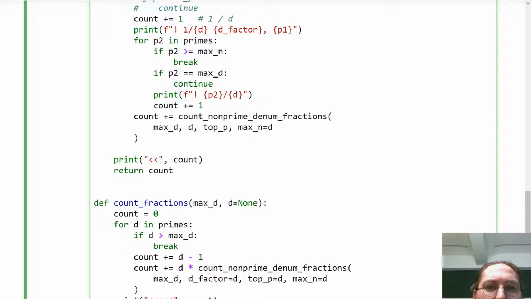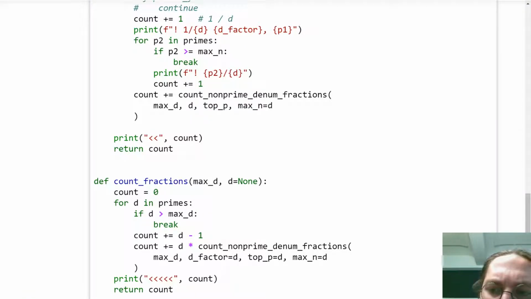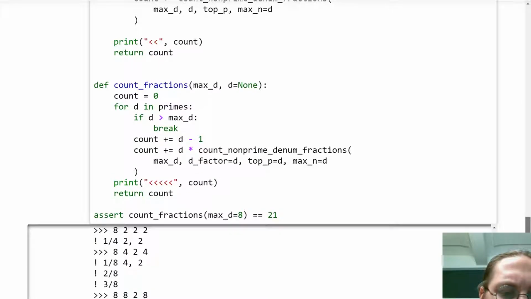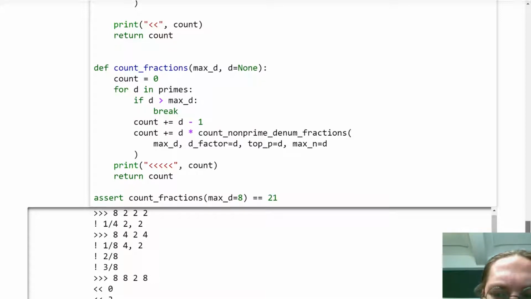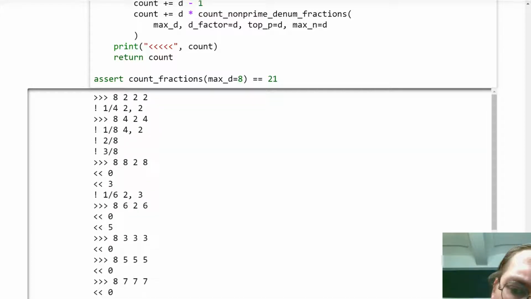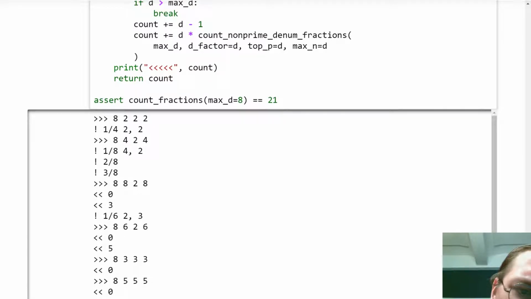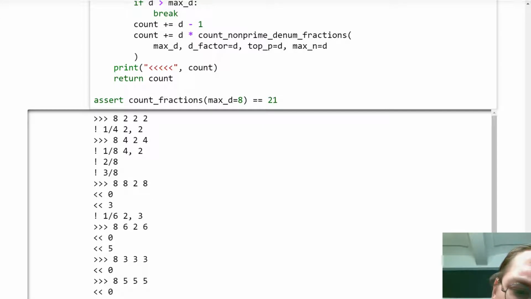What is the max n then? I think in this case 2 and 4. What was the max n, is D factor or top P? Oh, max n is D. Okay, so this looks less bad, I think. So now we're counting the 2 over 8 and, what else are we counting? And you're forgetting the 5 over 8 and 7 twice. Right.